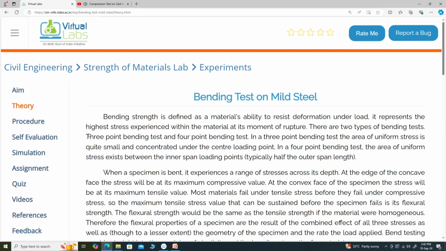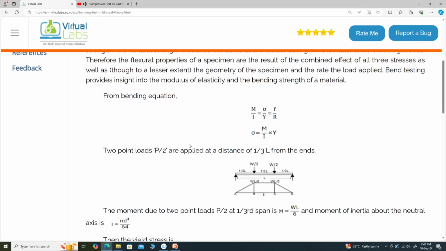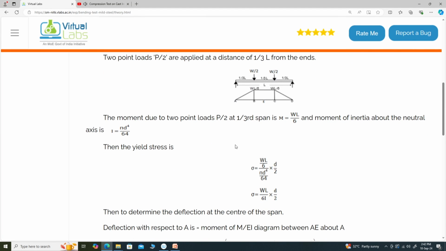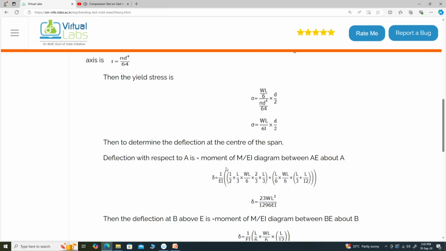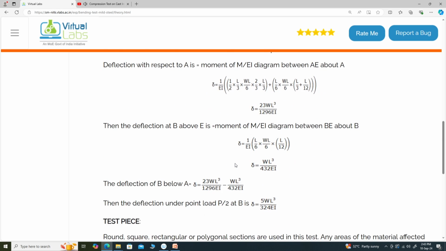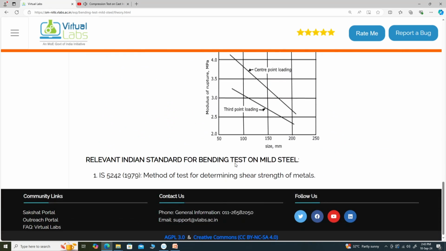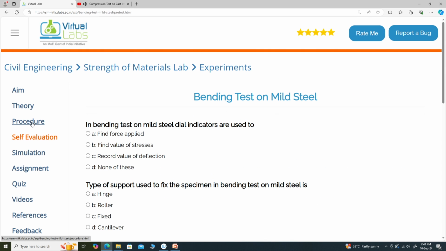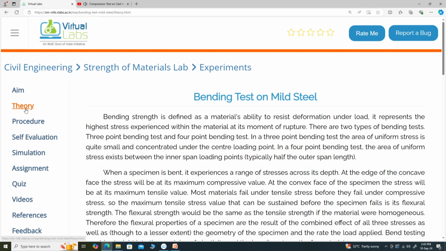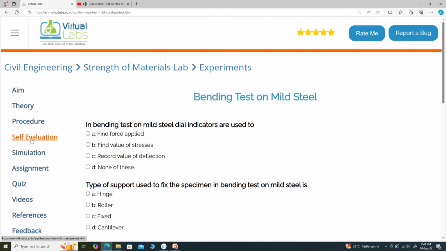The theory part that we discussed in the previous lectures is completely given here. It is the 3-point test, and this is how we calculate the yield stress and the deflection with respect to A, and you can go through all these parts further when you visit this website. So let us see how ready we are to conduct the bending test. There are questions here for self evaluation.